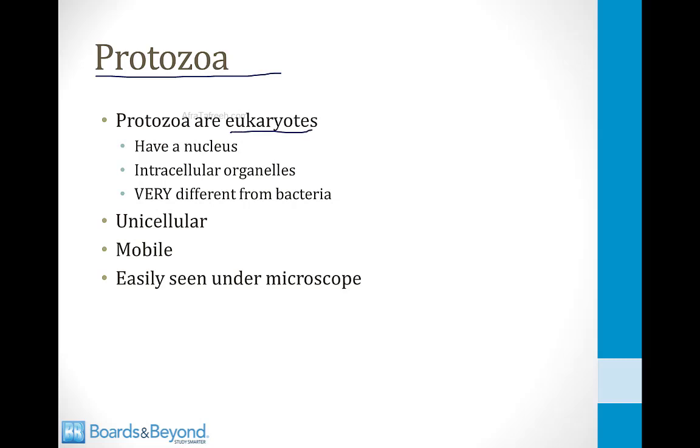A protozoa is a eukaryote, so this is a more modern form of life than bacteria. Protozoa have a nucleus, they have intracellular organelles. They're very different from prokaryotes, which are what bacteria are. Protozoa are unicellular organisms. They are mobile and they're usually easy to see under the microscope. You can often see them swimming around on the slide.